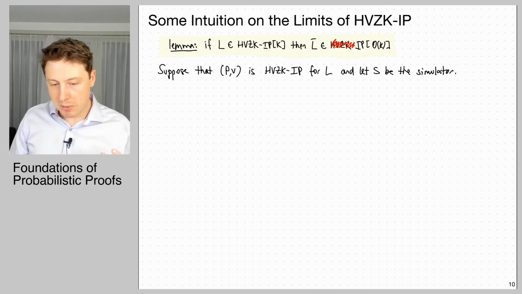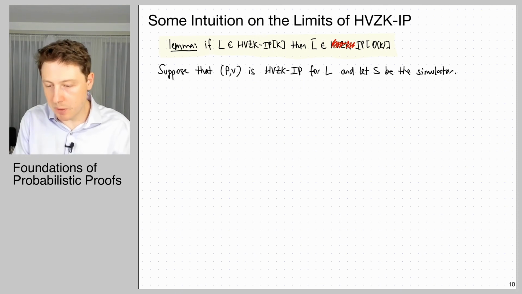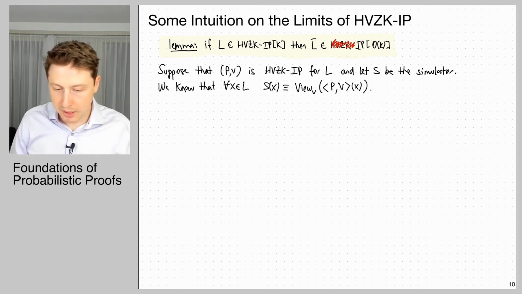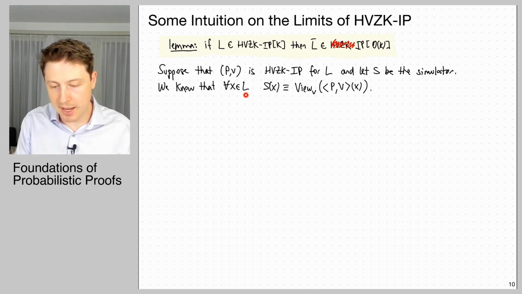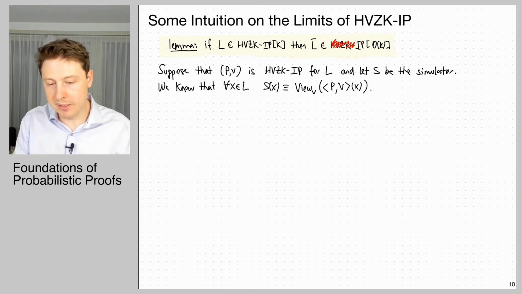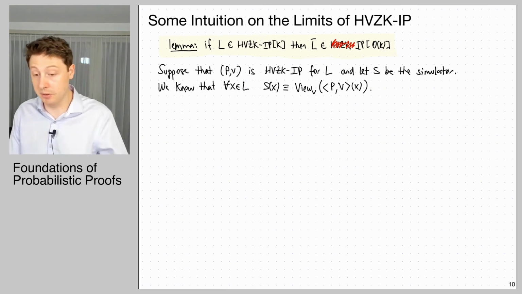It says, okay, if the language is in this class, give me the interactive proof that satisfies this property. And because it satisfies this property, there is a simulator. Okay, so far so good. We know from the guarantee of the simulator that whenever the simulator is run on X that is in L, this property holds, it simulates this view. In fact, here we're just looking at honest-verifier, so not even malicious.